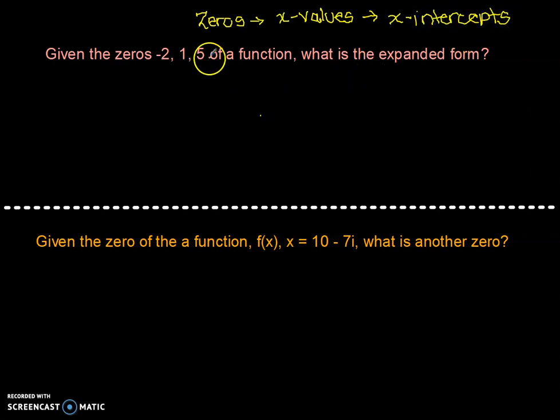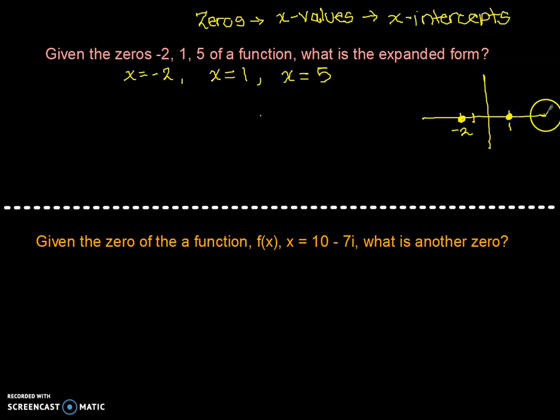So given the zeros -2, 1, and 5 of a function, they're asking for the expanded form. So you're actually working backwards from solving, meaning they're telling you the zeros or what x equals. x equals -2, x equals 1, and x equals 5. So they're telling you the values of x, which if you were to graph them, not that you have to, they would be points on the x-axis.